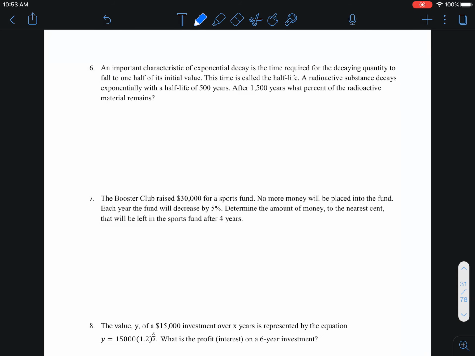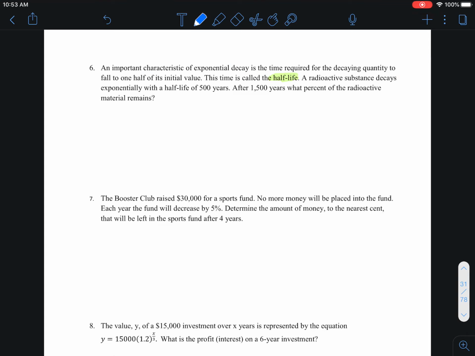Okay, let's do a couple more practice problems. So on page 31 of your packets, we're going to do number 6, 7, and 8. So 6 says an important characteristic of exponential decay is the time required for the decaying quantity to fall to 1/2 of its initial value. So that's saying this, and this time is called the half-life. So this is the amount of time it takes for a substance to become half.